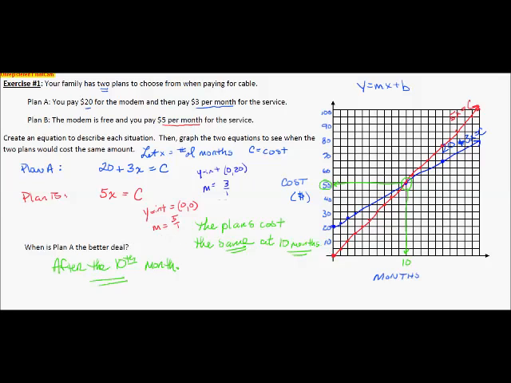Sometimes you have to look in the future and say, it's going to cost me less up front for Plan B, but after 10 months, if I plan on having this more than 10 months, then it'd be better for me in the long run to go with Plan A. So there's question number 1. You can see the kind of thing we're going to be doing here. The next few exercises are similar. So let me get this cleared off, and we'll go on to exercise 2.